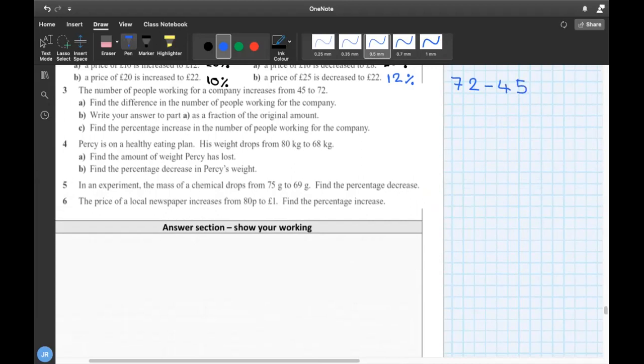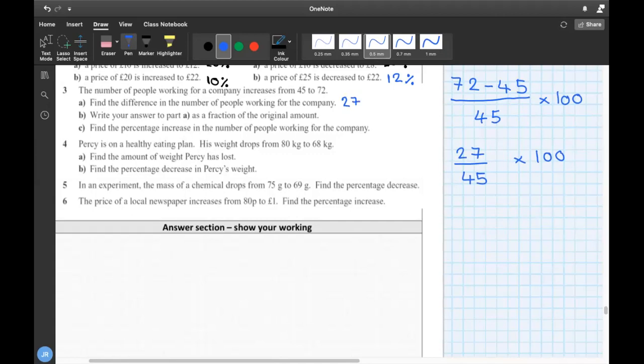This is the answer to part A. And then we will divide that by the original amount. So the number of people working for a company increases from 45. So that's your original, 45. The first step of our working out is actually answering part A anyways. We do 72 subtract 45, and that leaves us with 27. And that's your difference. So the difference there is going to be 27.